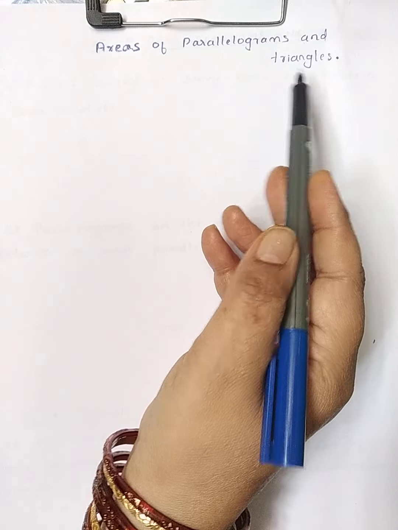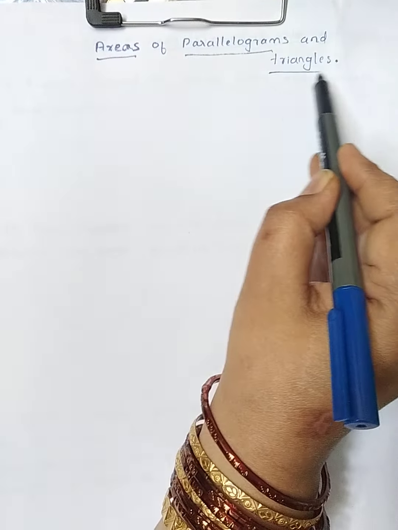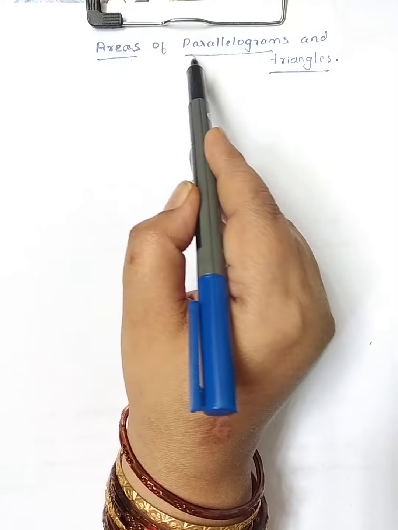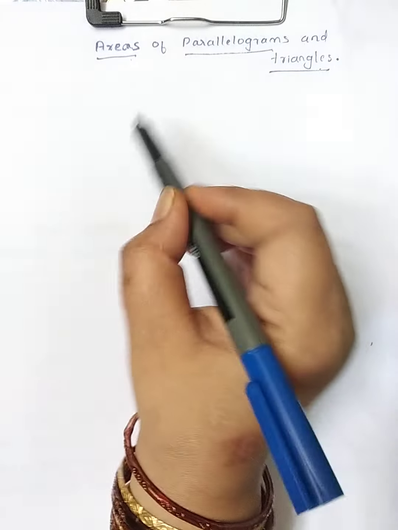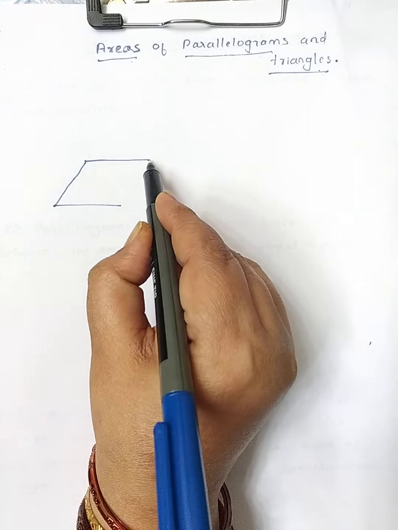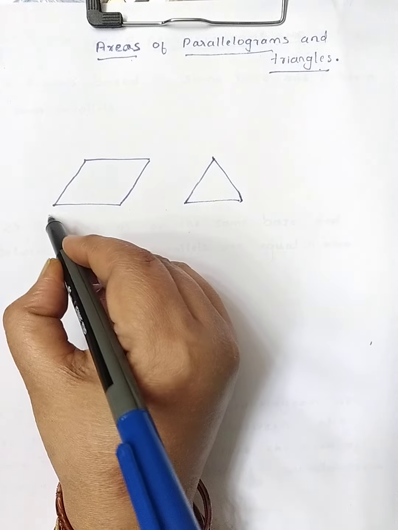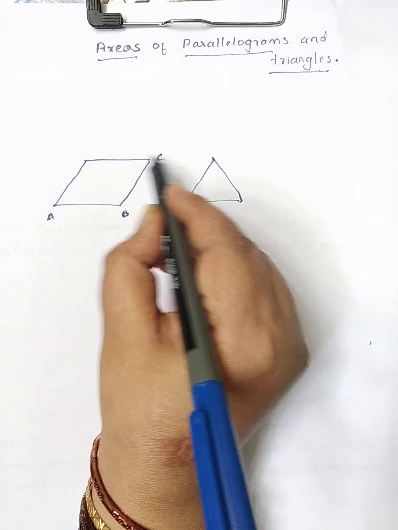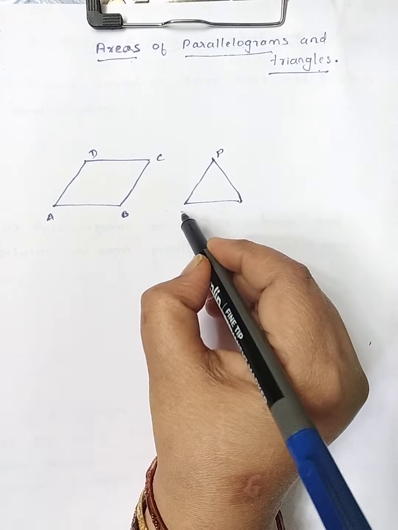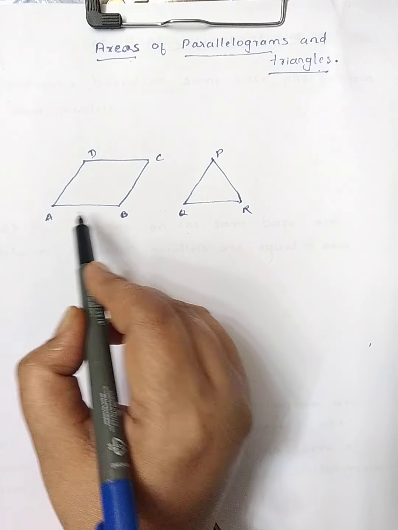So today in the 9th class we are starting a new chapter, that is areas of parallelograms and triangles. As the topic suggests, this topic is about the areas of parallelograms and triangles. So first of all, we must know what is a parallelogram and what is a triangle. Suppose ABCD is a parallelogram and PQR is a triangle. So what are the properties of a parallelogram and a triangle?